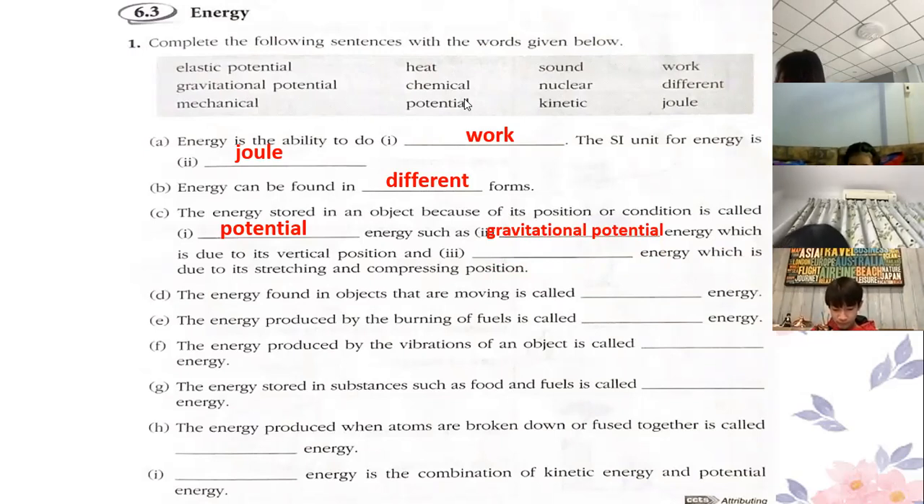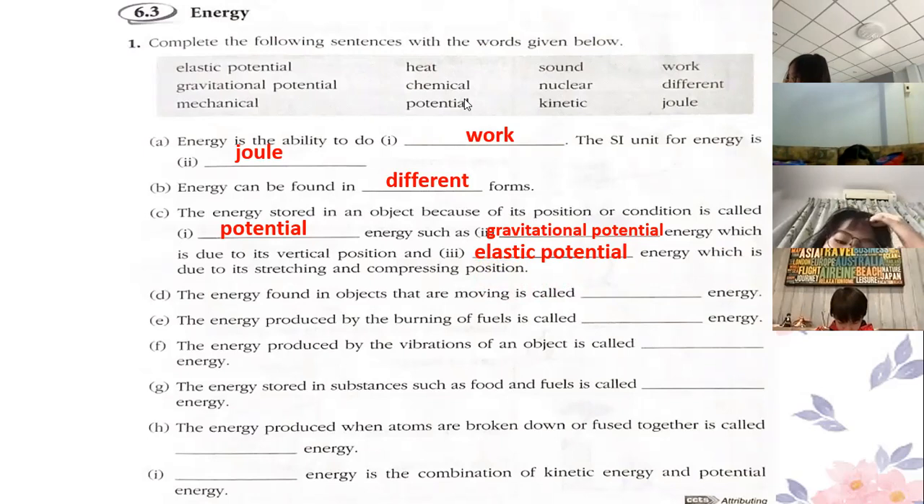The higher you are, the more gravitational potential you will have, okay? You standing on a cliff has more gravitational potential than you standing on maybe the first floor, okay? The higher it is, the more gravitational potential it has, okay? And another one is elastic potential energy, which is due to stretching and compressing position, okay?